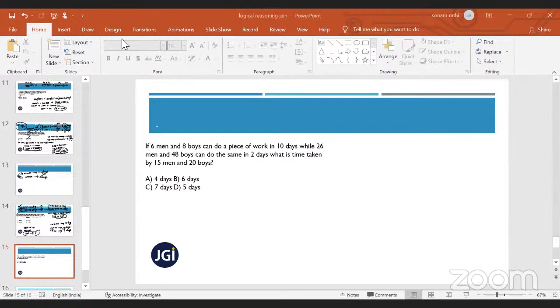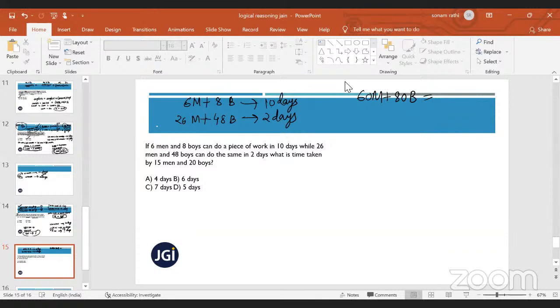Okay. Everyone is giving me the same answer. Let's quickly check. 6 men, 8 boys, 10 days. Equation 1. 26 men plus 48 boys. Equation 2. I will make it 1. So divide by 10, multiply by 10. 60 men plus 80 boys equals 1 day. And the second equation will be multiplied by 2.